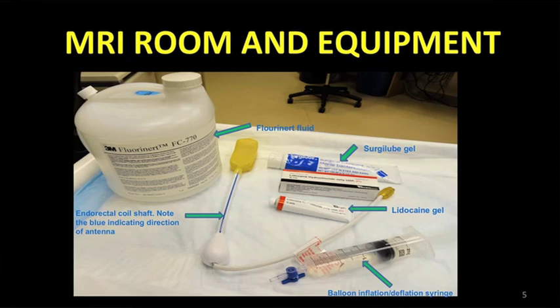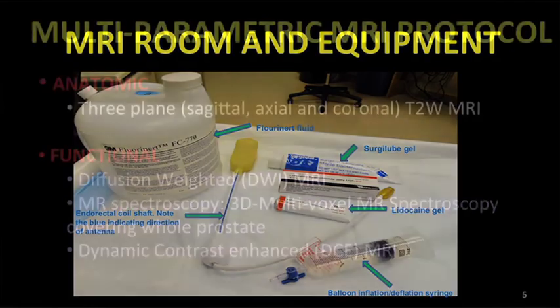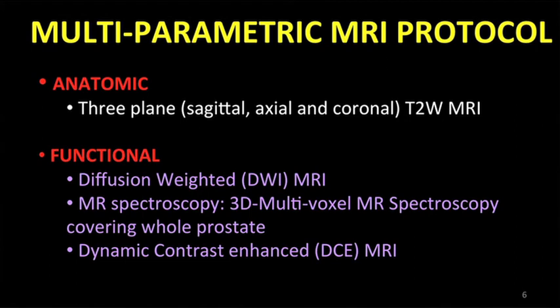These are some more details about how we do these scans. The endorectal coil has a balloon inside, and we put fluorinert in and inflate this balloon, which provides us field homogeneity for spectroscopy and for diffusion-weighted MRI. We cover the balloon with lidocaine, which makes the scan easier for the patient because it's a semi-invasive type of MRI. And this is the basic sequence of our MRI protocol.